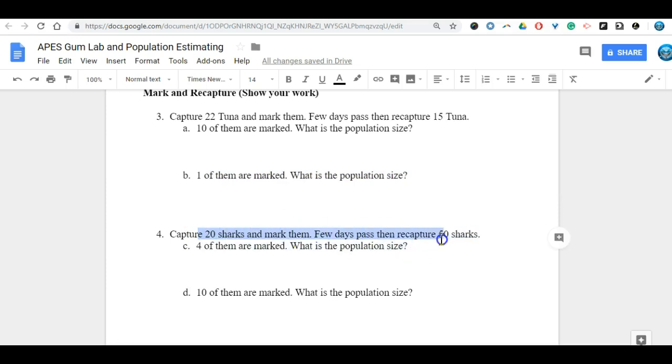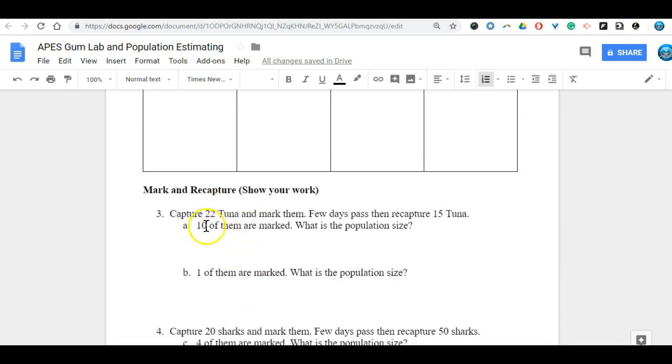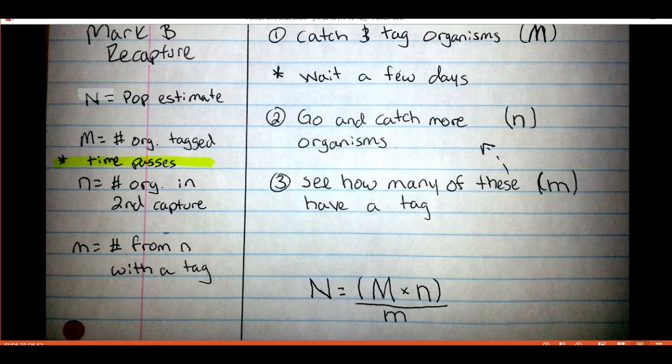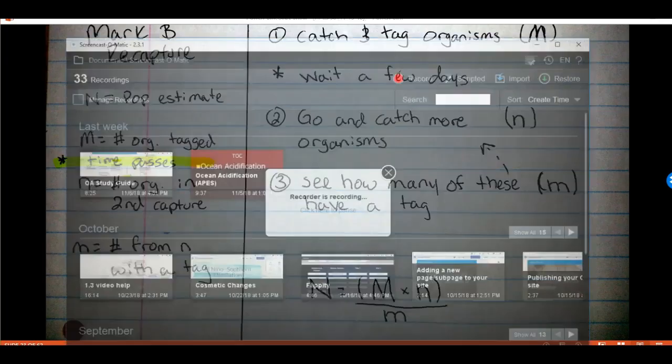Over here, you capture 20 sharks. A few days pass. You recapture 50. 4 of them are marked. What's the population size? 10 of them are marked. What's the population size? Again, make sure you show your work, and just keep using this equation that I have right here. All right, and that should walk you through the back part of the lab.